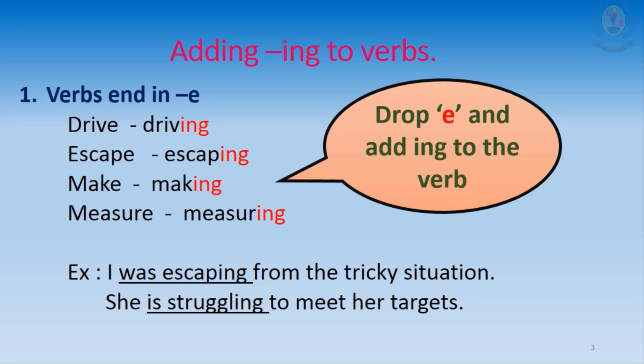So you can see there are two example sentences. Look at the first one. I was escaping from the tricky situation. Here the verb phrase is was escaping. In this verb phrase, the main verb is escaping. So the ing form of this verb, we form that form of the verb by dropping the letter e and by adding ing to it.